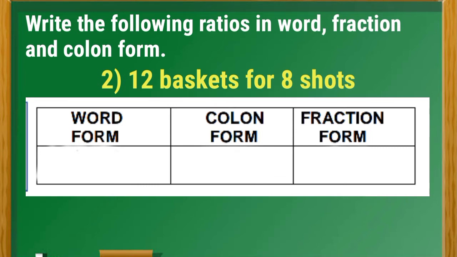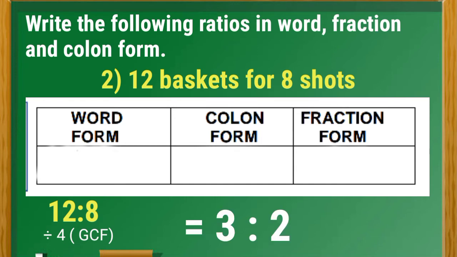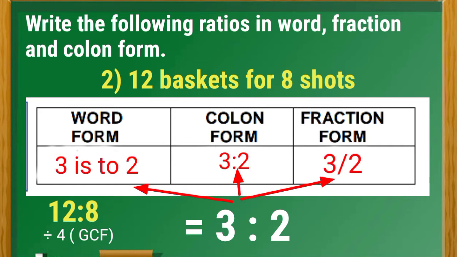Let's have number 2. 12 baskets for 8 shots. So the ratio here is 12 is to 8. But still, we can simplify it by dividing 12 and 8 by their GCF. So what is the GCF of 12 and 8? Applying your knowledge about GCF, you can mentally get the GCF of 12 and 8. That is 4. So 12 divided by 4 is 3, and 8 divided by 4 is 2. So your final answer is 3 is to 2.